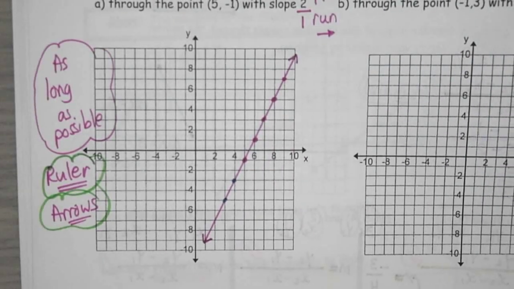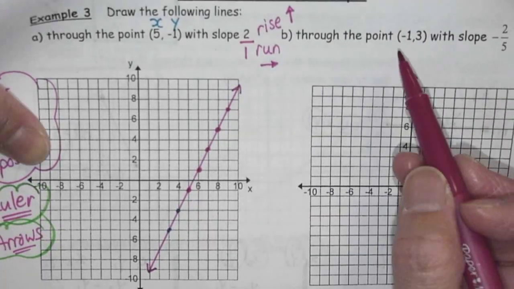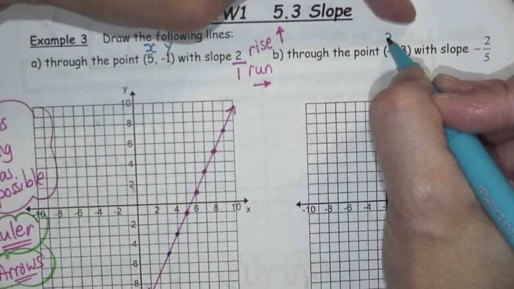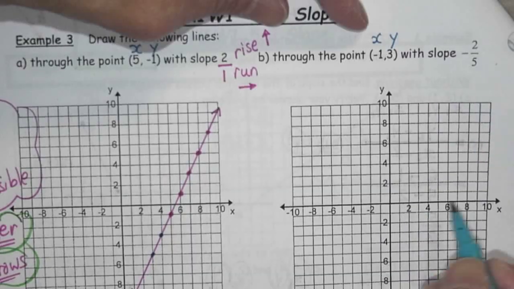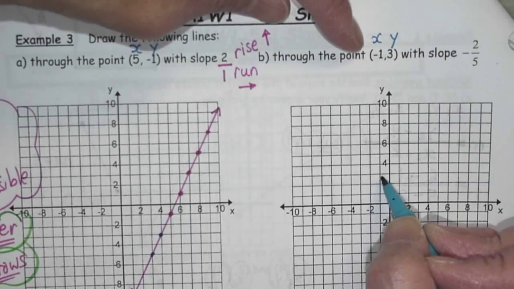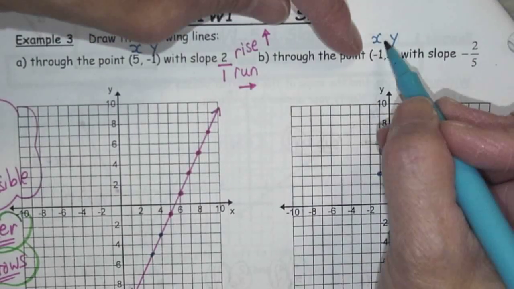Let's do a few more. So here, try it again. The first step is to do the point. So we're going to do the point, and this is x and y. It's always x, y, alphabetical order. X along here, negative 1 is here, up 3. So plot your point. That's negative 1, 3. That's this point here.